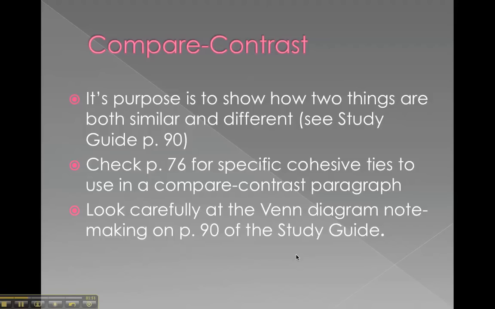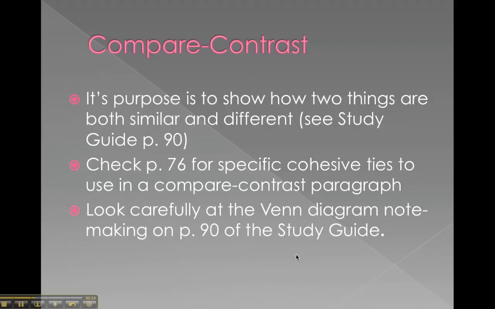When you're writing your paragraph, you might like to consider using some cohesive ties to bring some coherence to your piece of writing. On page 96 there's a list of specific cohesive ties that can be used in a compare and contrast paragraph. So I'd really encourage you to check back there as you're working through this part of your first assignment.